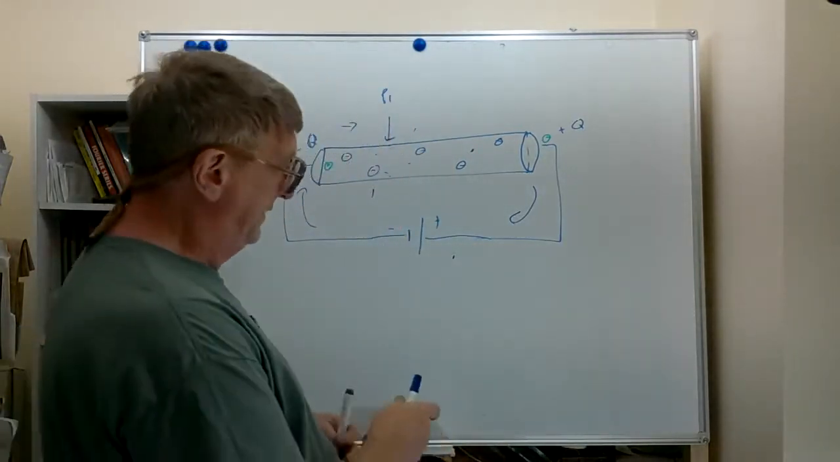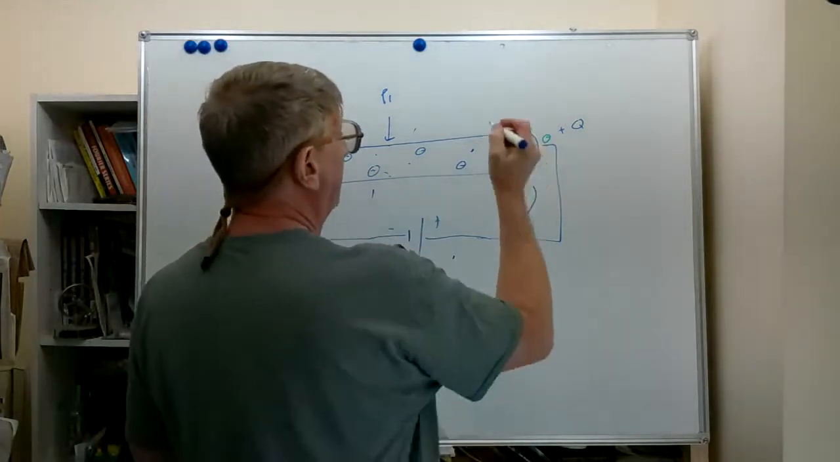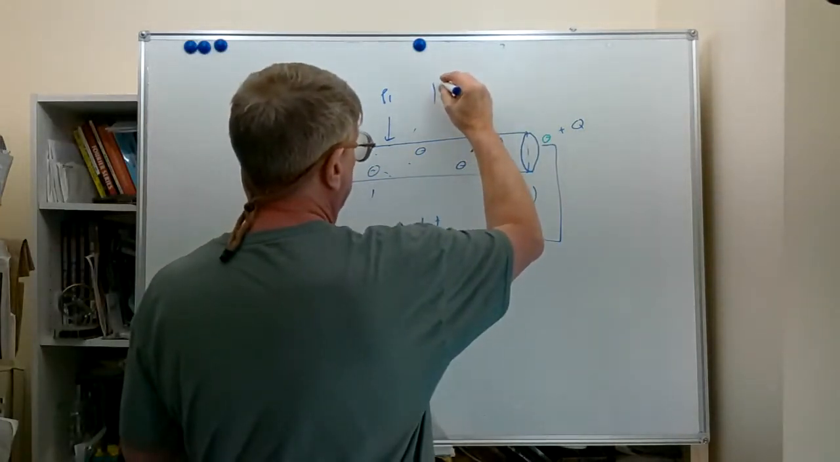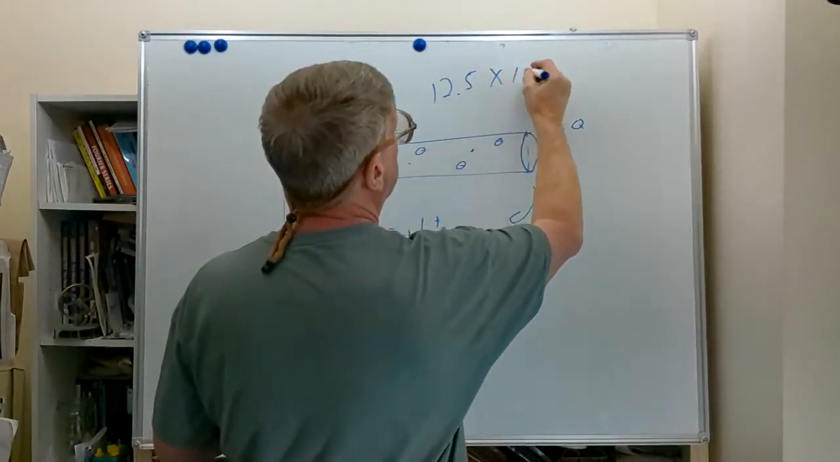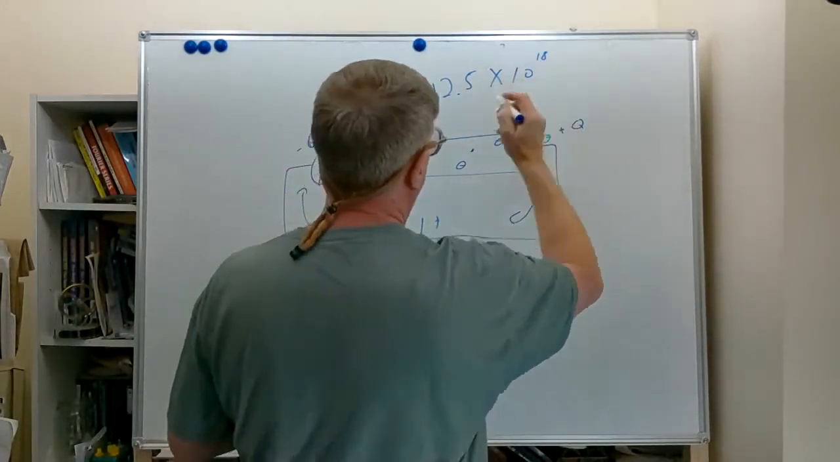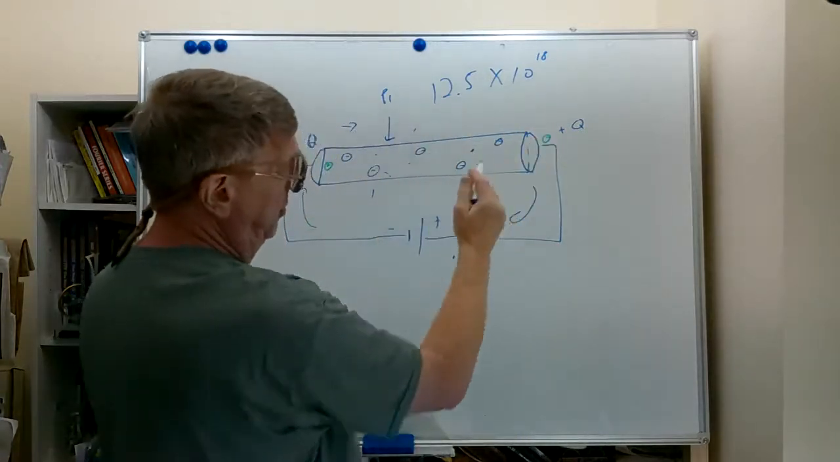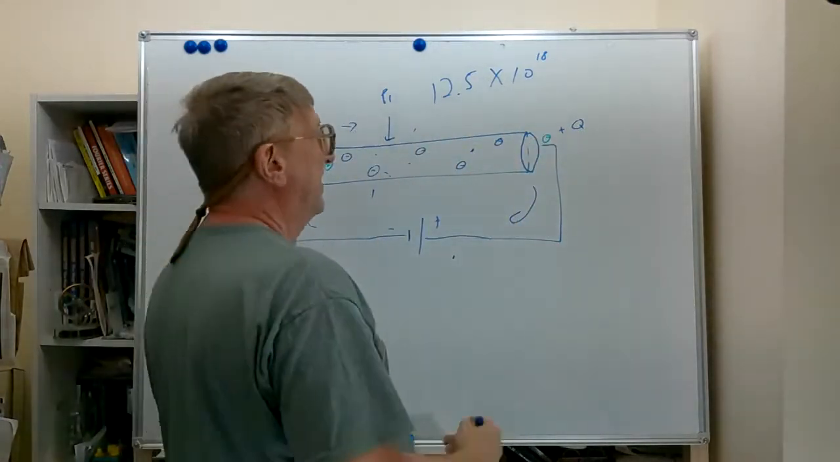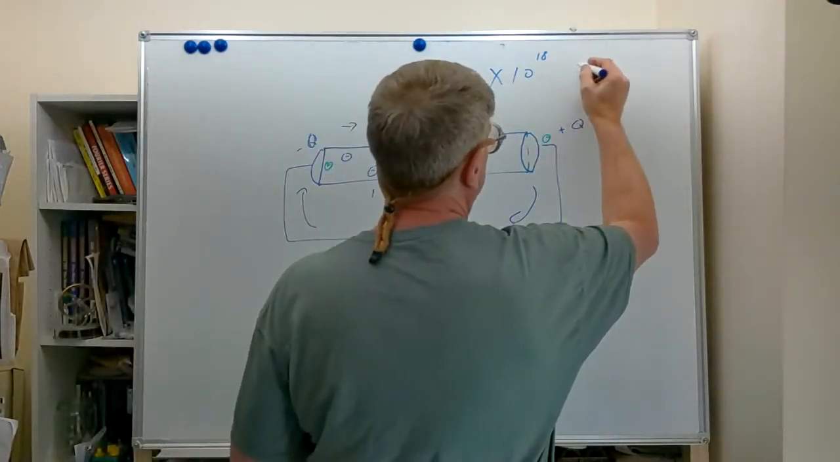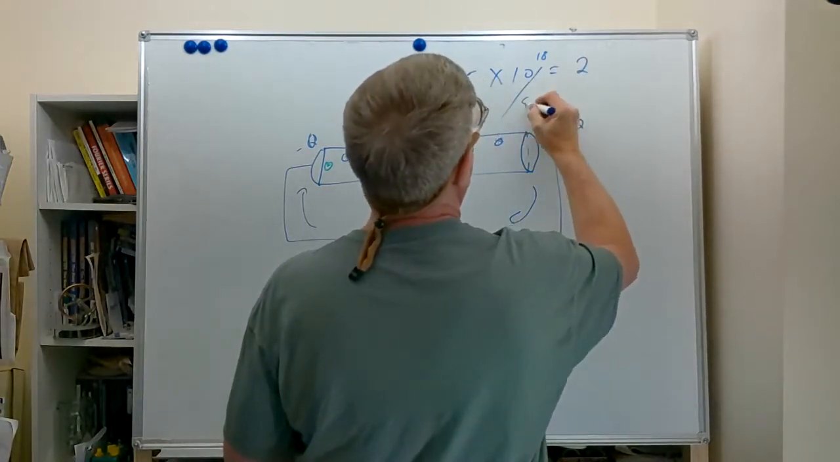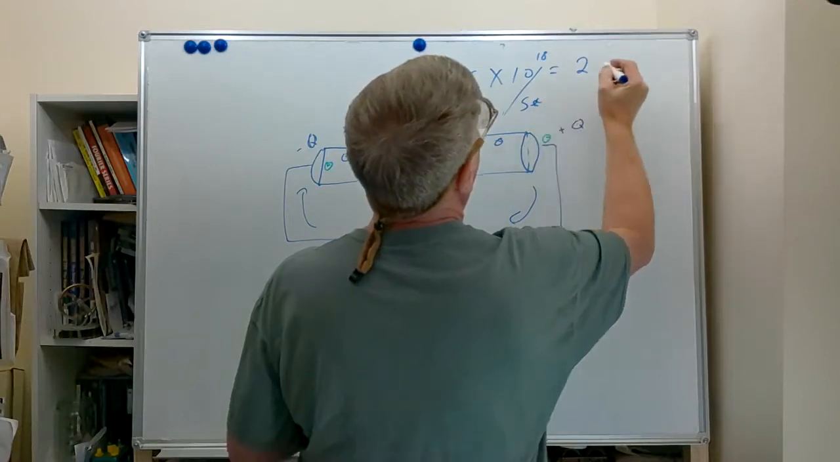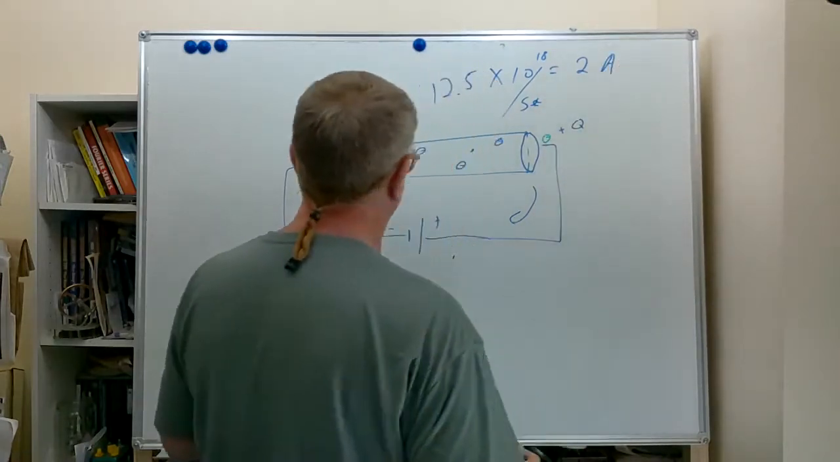If we had, instead of 6.25, 12.5 times 10 to the 18th electrons moving past this point in 1 second, that would be a current of 2. I'm going to go per second here. 2 amps, or 2 amperes.